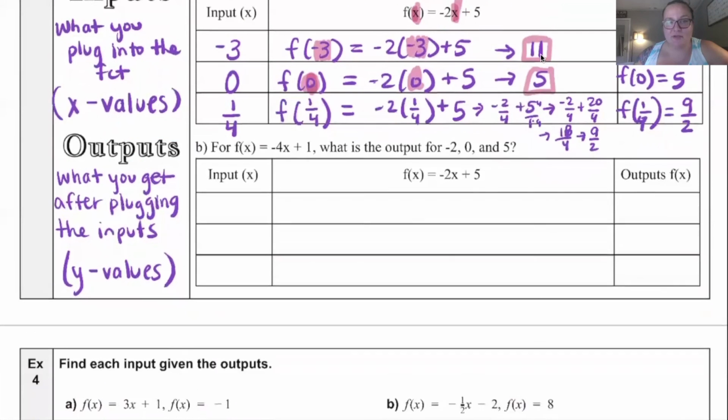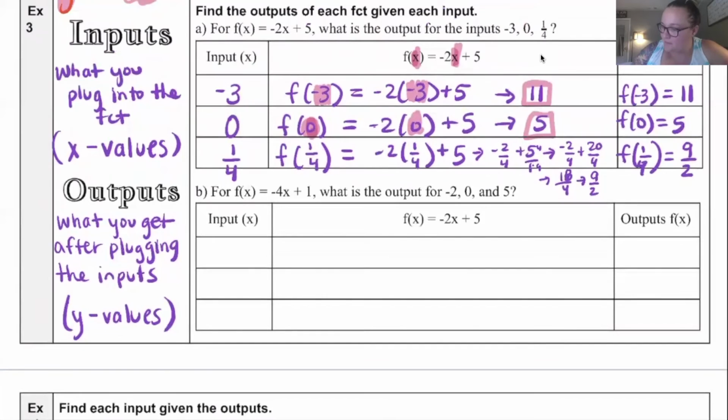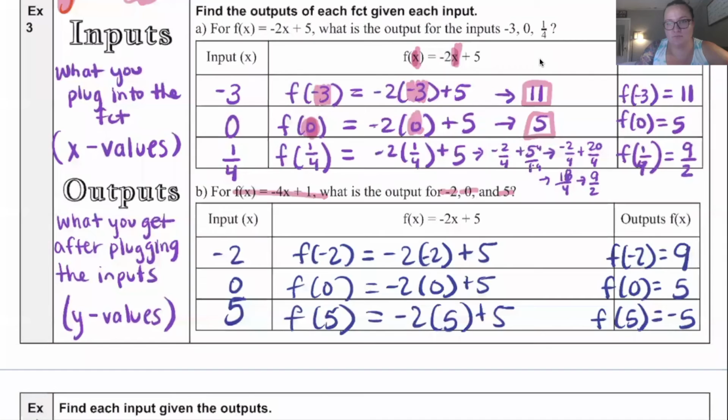So now for part B, you have a different function. You have the function f of x is equal to -4x plus 1. You have the inputs -2, 0, and 5. So why don't you go ahead and find all the outputs for those given inputs for that function. You can go ahead and compare your work to mine. You should have gotten f of -2 equals 9, f of 0 equals 5, and f of 5 equals -5.